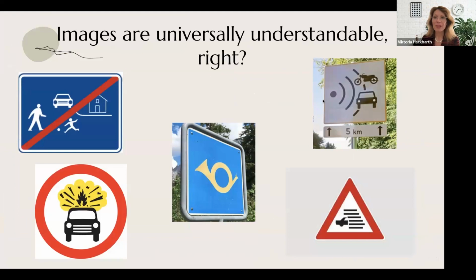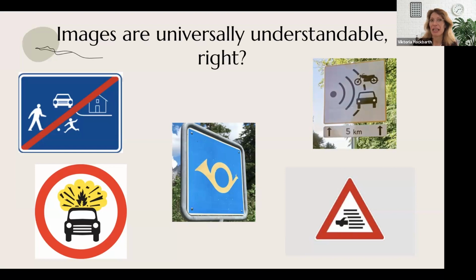I don't know if you are familiar with this, but first of all, I wanted to share with you a couple of images, in this case, street signs. These are all images that we assume, when we encounter them in certain countries, are universally understandable. Well, if you think again, if you come from another country, another continent, maybe it might not be as universally understandable. For example, the car with the bomb-looking explosion, or the children playing: are they supposed to play? Are they not supposed to play? So these are not that straightforward.